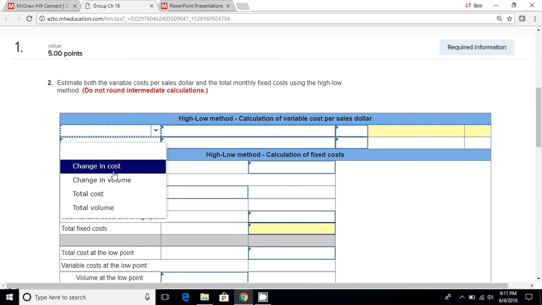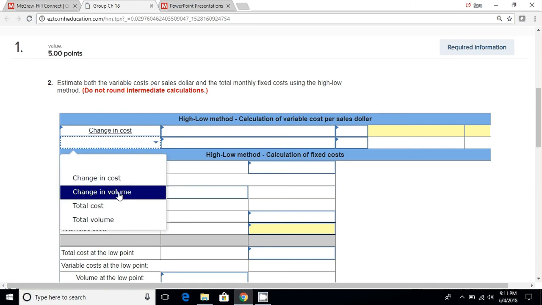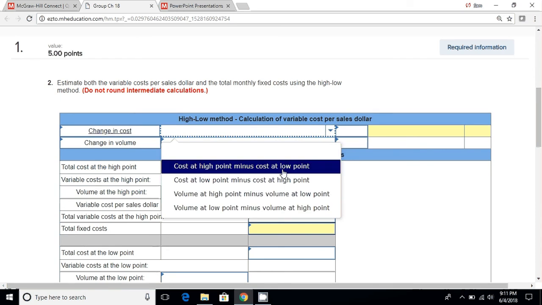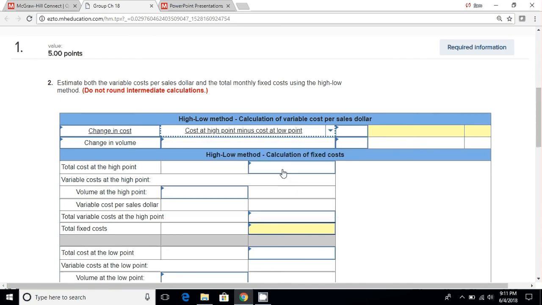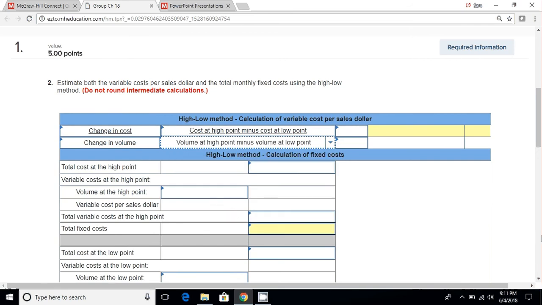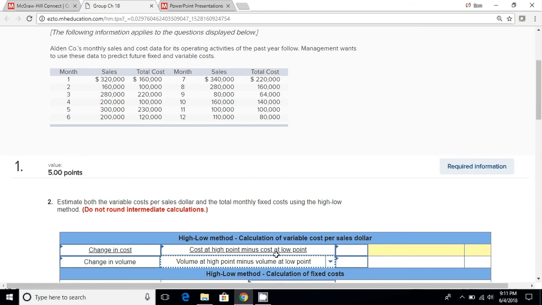They want you to have the formula: change in cost divided by the change in volume, right? Well, what is the change in cost? That's our cost at the high point minus our cost at the low point, and our change in volume is going to be our volume at high minus volume at low. Well, don't we know what this is? Our cost at the high point minus our cost at the low point. They're talking about 220,000 minus 64,000. You see that? Cost at high minus cost at low. 220,000 minus 64,000 is going to be 156,000.